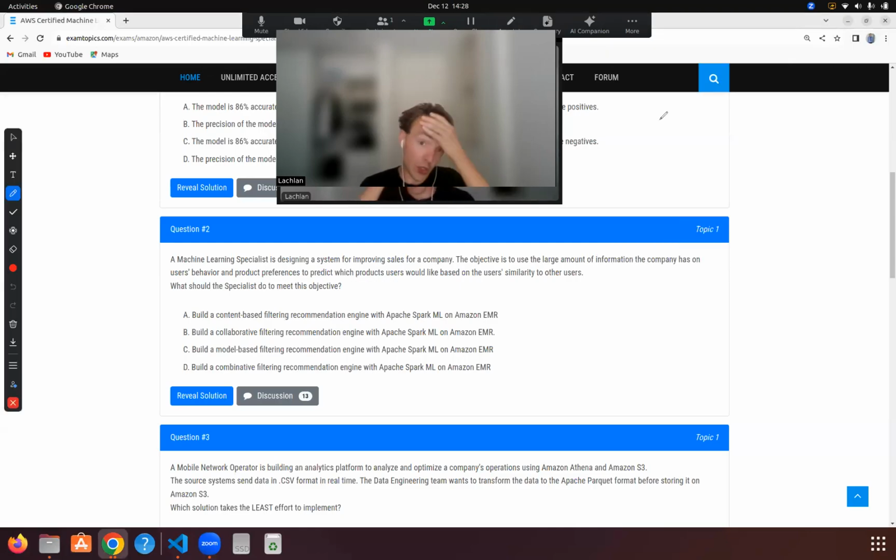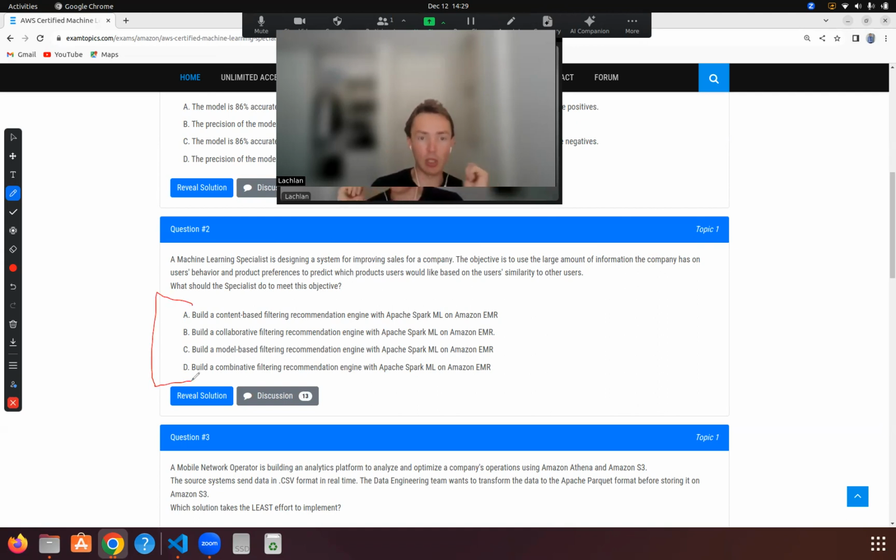AWS Machine Learning Exam question 2. A machine learning specialist is designing a system for improving sales for a company. The objective is to use the large amount of information the company has on user behavior and product preferences to predict which products users would like based on users' similarities to other users. What should the specialist do to meet this objective?